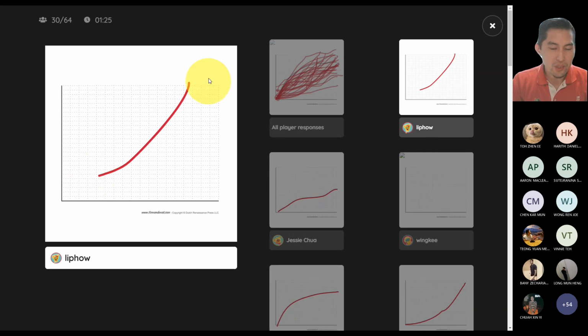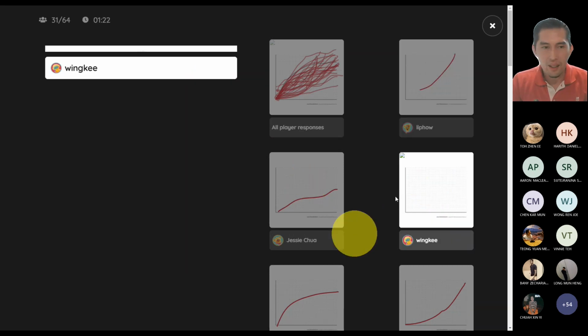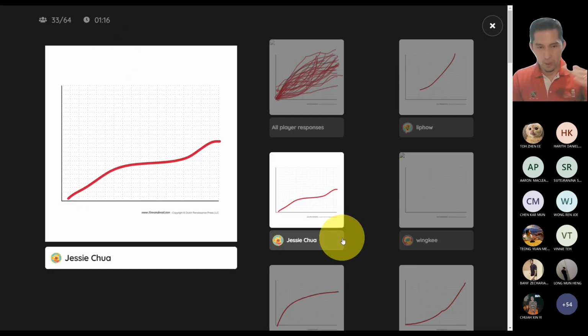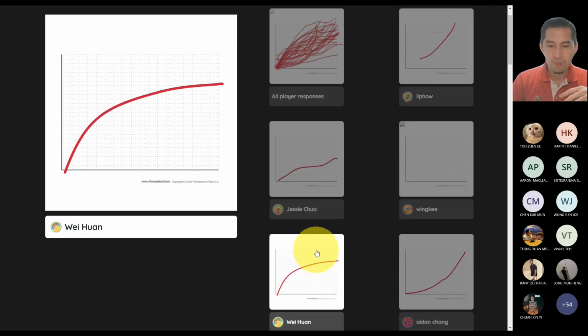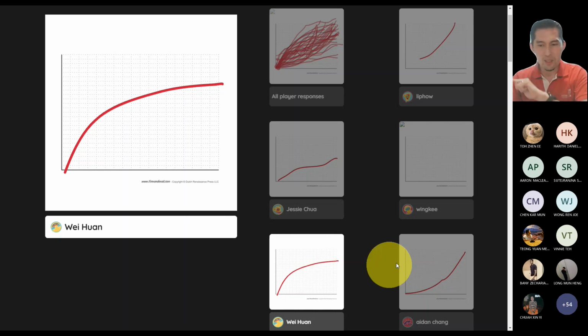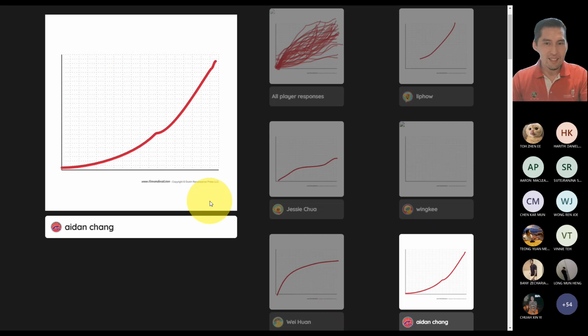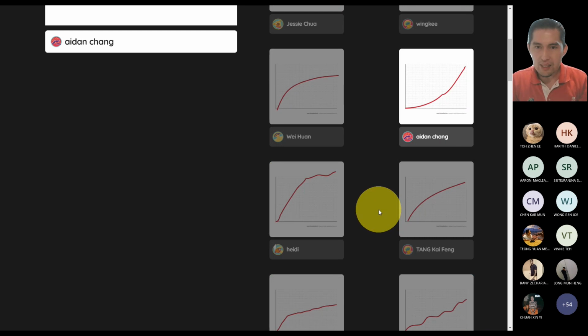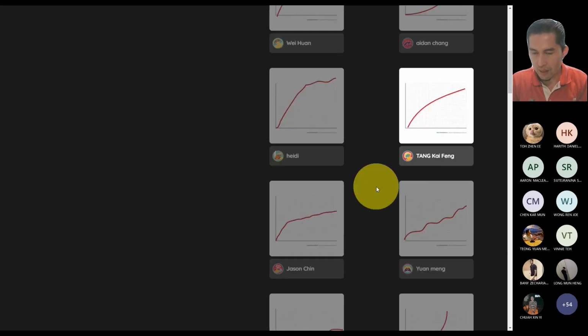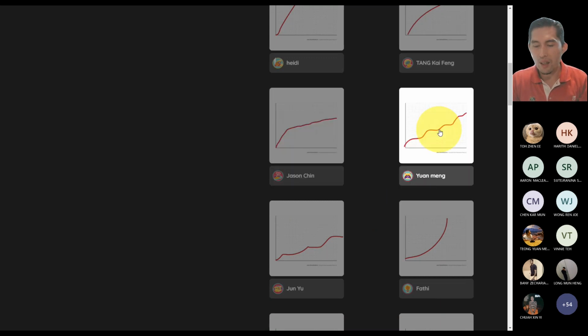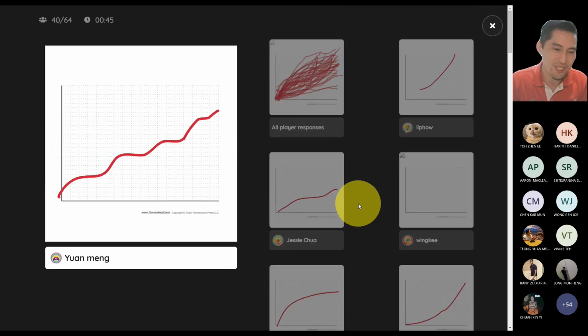That is quite a steep change. Lip Hao is saying, yeah, I think Winky's one is the one that the word came through just now. So Jesse showed a much lower line there. Wei Huan is saying there's a lot of change in the beginning, but now it looks like it's slowing down, which is the opposite of what Aiden just did. Aiden is saying it is the other way around, that transportation changed very little in the beginning, but now is changing much more. Heidi is similar to Wei Huan. Kai Feng is similar as well. Jason as well.